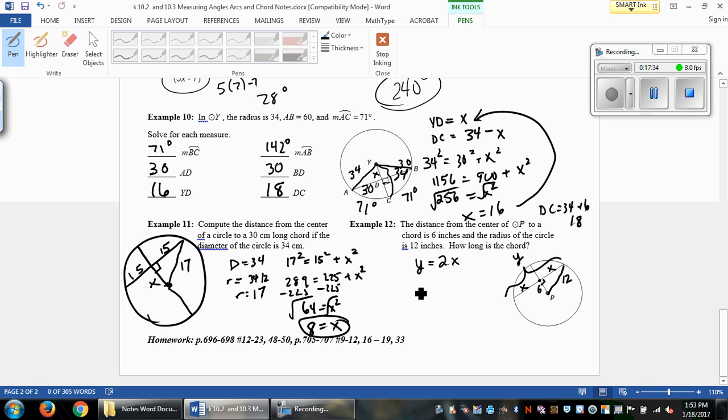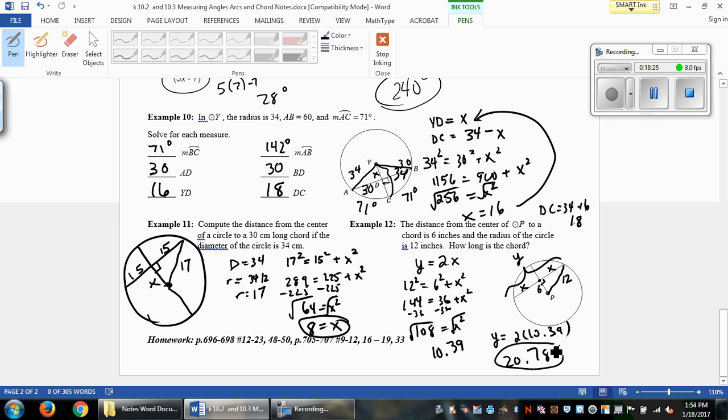So here we end up with 12 squared equals 6 squared plus x squared. 144 equals 36 plus x squared. Subtracting 36, we get 108 is equal to x squared. We take the square root of that. We end up with a decimal, and we'll round it to 2 decimal places, and we end up with 10.39. And if we want to find y, that just means multiplying that by 2. So that means our distance for the chord is going to be 2 times 10.39. So we end up with 20.78. And that concludes the notes for measuring arcs and chords.